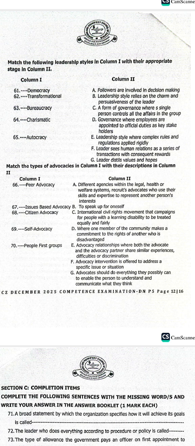peer advocacy is E. 67, which is saying issues-based advocacy, is F. 68, citizen advocacy is D. 69, self-advocacy is B. 70, people-first groups is C.